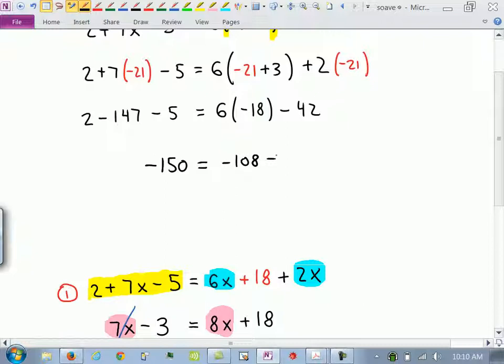And then take away 42 from that, and what do you get? Negative 150. So is negative 150 equal to negative 150? As far as I know, it's correct. So that checks.